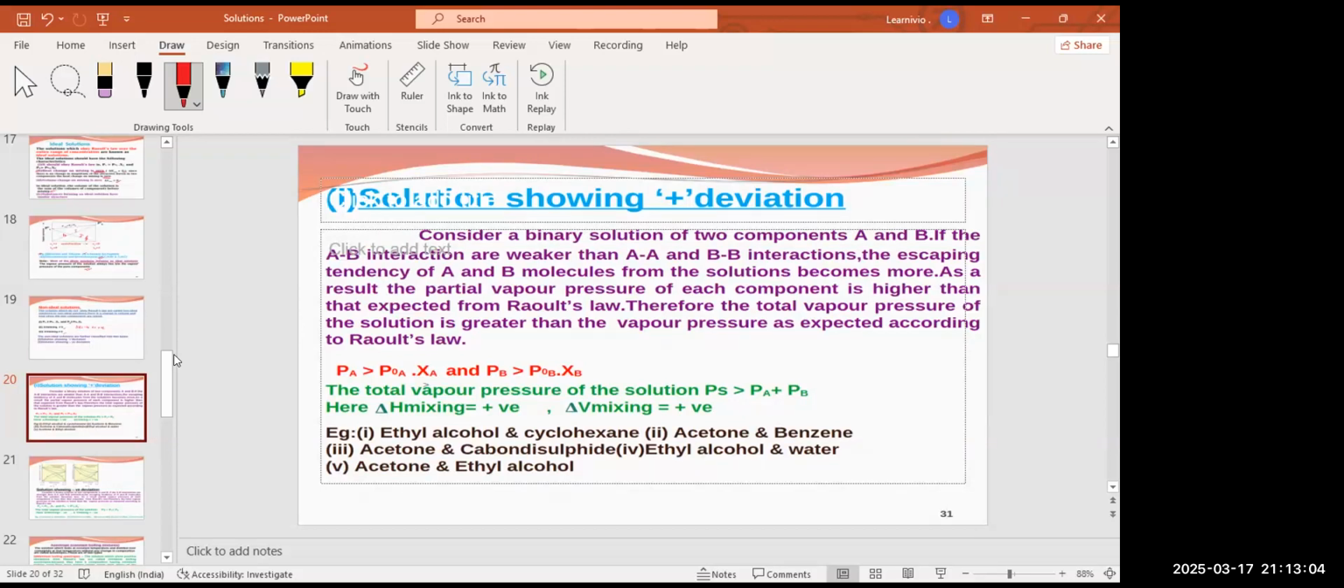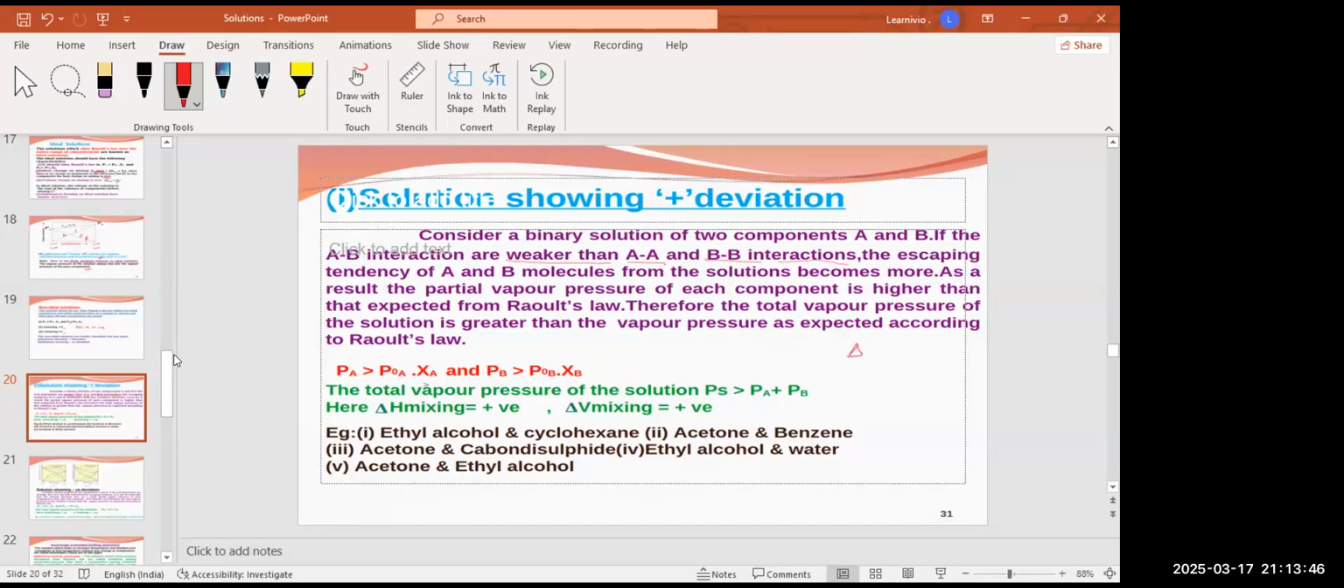So see the solution which shows the positive deviation. For example, let's consider a binary solution of two components, component A and B. Okay. So what happens in positive deviation, the A and B interaction, the A component and B component interaction, is weaker than the AA interaction, right? And the BB interaction, right? So AB interactions are always weaker than AA and BB interactions, right? And see here, write down for negative here. This is for positive deviation.